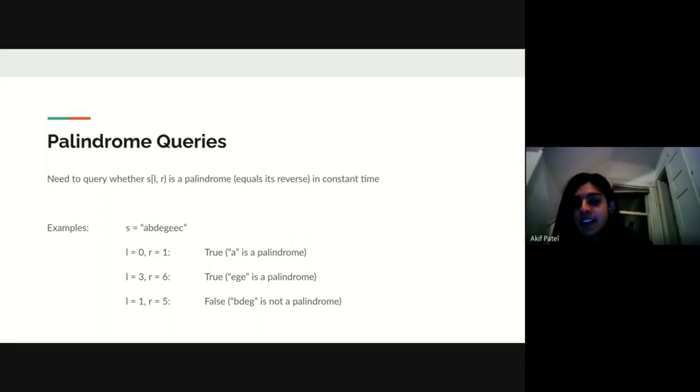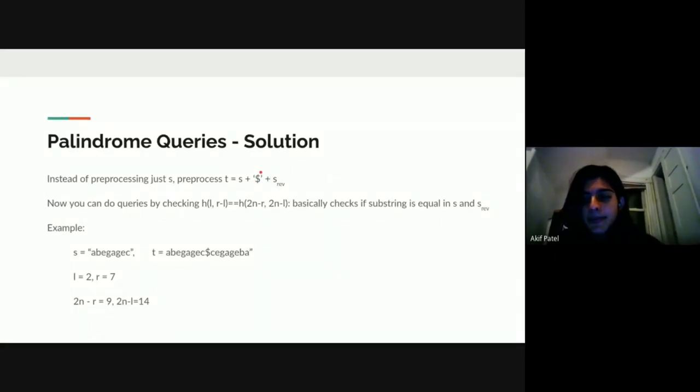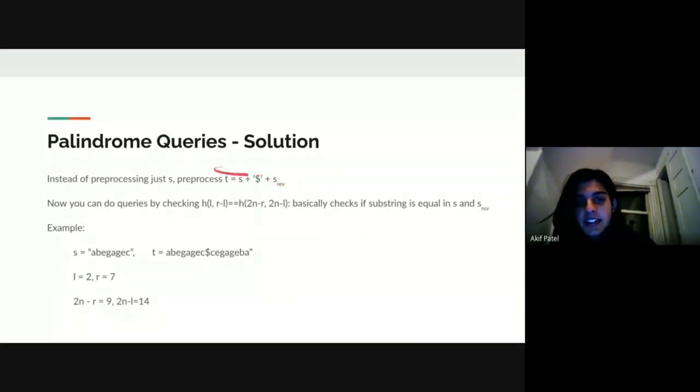And you can do even nicer than that by pushing them into one string. You can make a new string T equals S plus dollar sign plus the reverse of S. The dollar sign here is just any separator character that's not in the original string. So this lets you take substrings from S forwards, or, on this side, from S backwards.